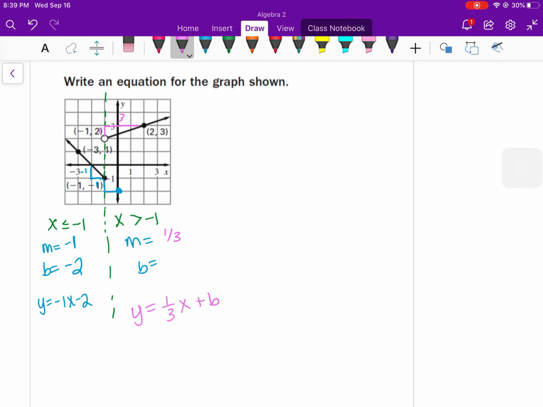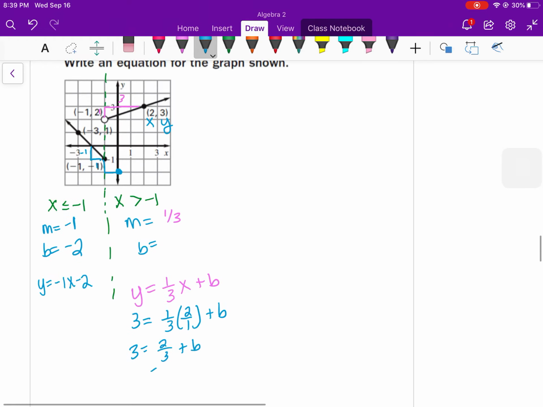You don't know what b is, but you can choose a point on the line. So how about the (2, 3) point that's labeled there, and plug in 2 for x and 3 for y. So 3 equals 1/3 times 2, plus b. To multiply 1/3 times 2, you put the 2 over 1 and multiply across, so it'd be 2/3, 2 times 1 and 1 times 3, plus b. And then, because it's a positive 2/3, we have to subtract that on both sides.